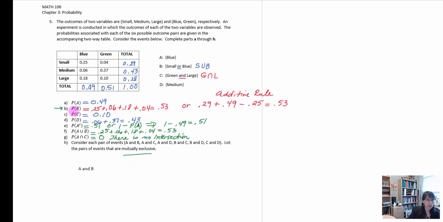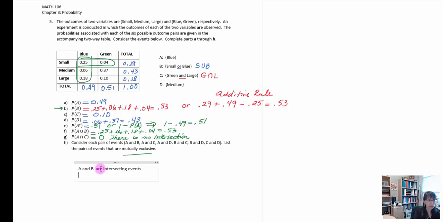So the first two events that we're considering are A and B. That means blue and the union of small and blue. So we've got blue to be small and blue. That also involves the 0.04. So do you see how there is an intersection at 0.25? So these are not mutually exclusive events.